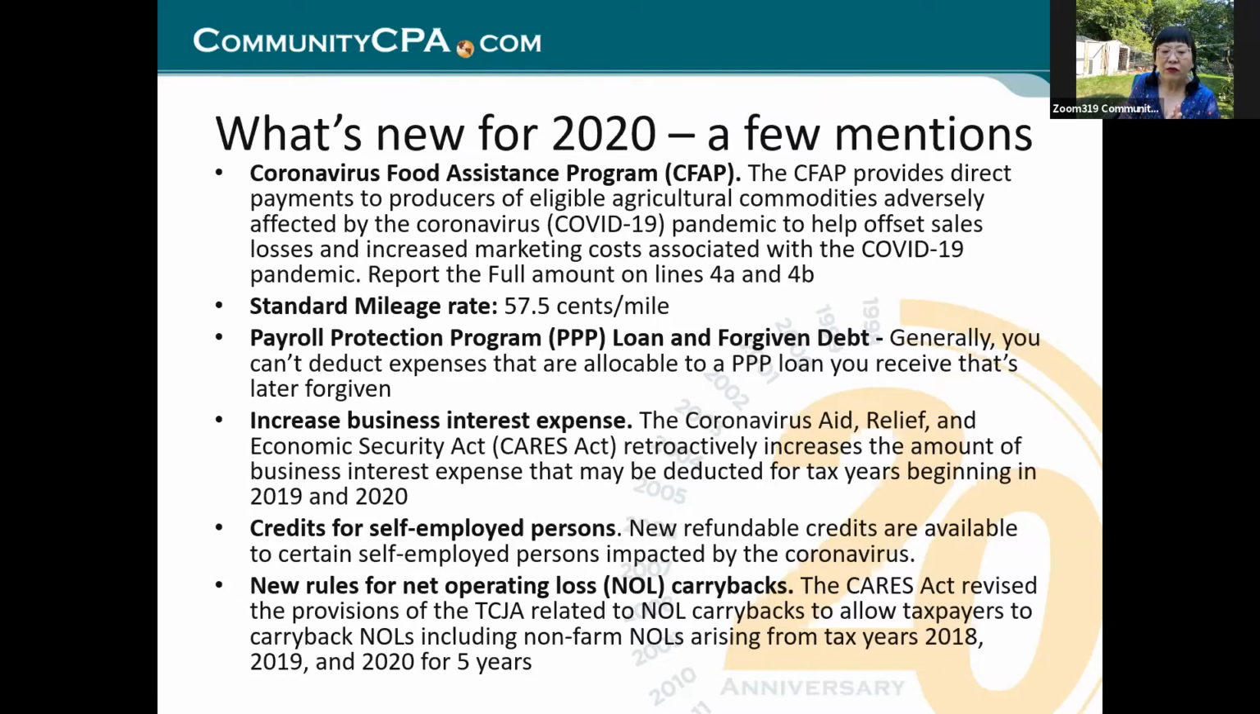And the COVID Food Assistance Program, called CFAP, provides direct payment to producers of eligible agriculture commodities adversely affected by the coronavirus pandemic, to help offset the sales losses and the increased market costs associated with the COVID pandemic. So this is the one that you could participate in. If you are a farmer, you should have already known that, and that is reported. You report the full amount on line 4A and 4B. Those are the income lines for your Schedule F when you receive that kind of income.